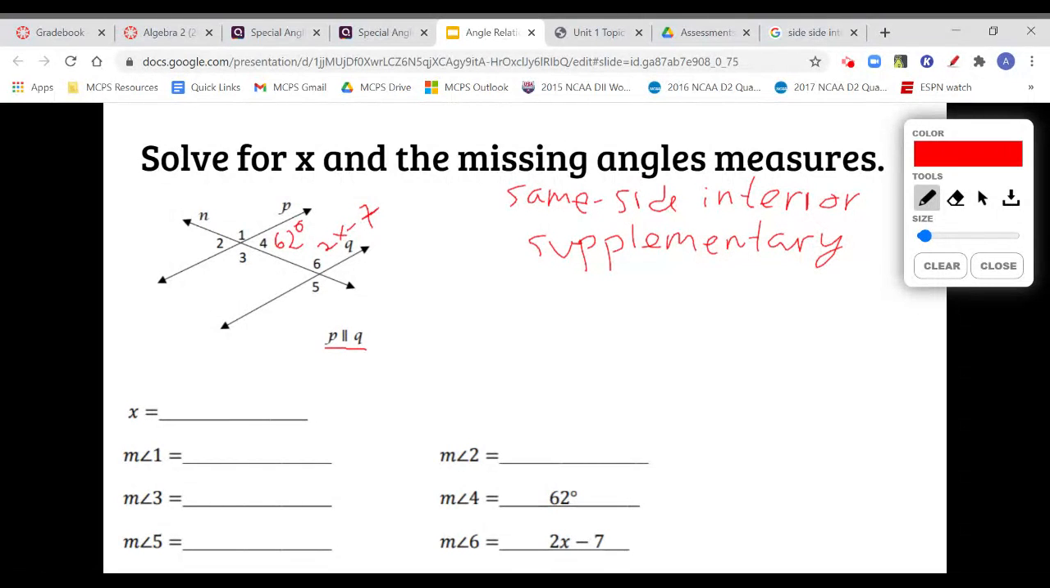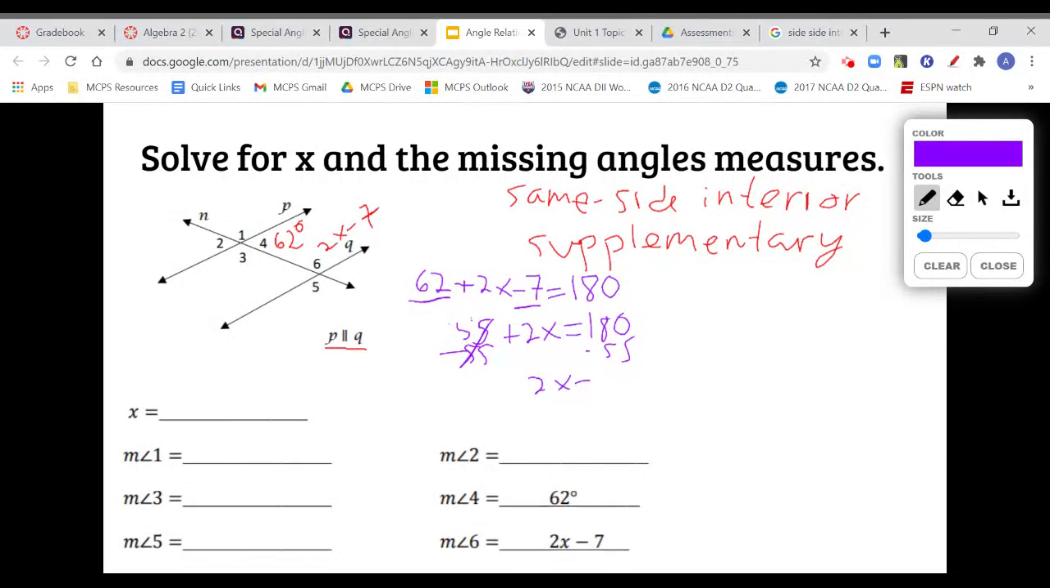So as I solve for x, I'm going to set up an equation where these two angles add to 180. So I would take 62 plus 2x minus 7 equals 180. Again, I happen to have a couple like terms. I have two constants, 62 and minus 7. So I'm going to go ahead and start by simplifying that down to 55. I'm left with 55 plus 2x equals 180. And then from there, subtract 55 from both sides.